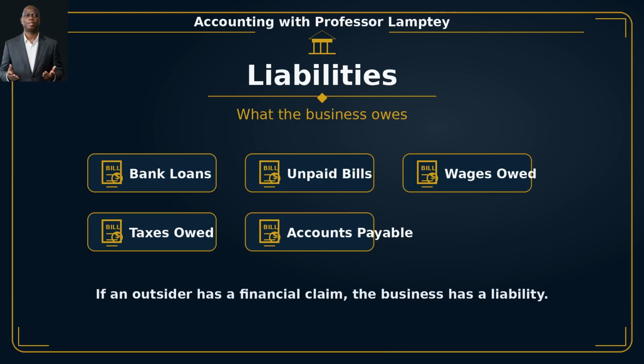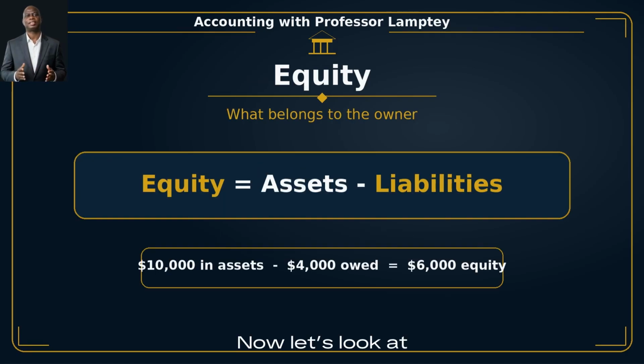So assets show what the business has. Liabilities show what the business owes. Now let's look at the third part, equity. Equity is the owner's claim on the business after liabilities are deducted from assets. In plain language, equity is what belongs to the owner.